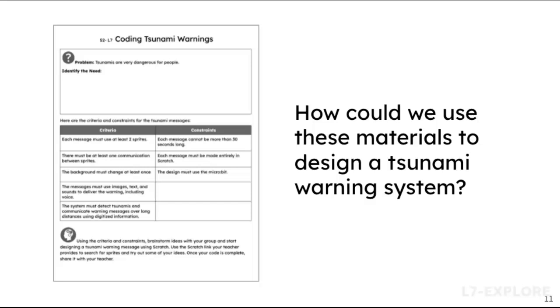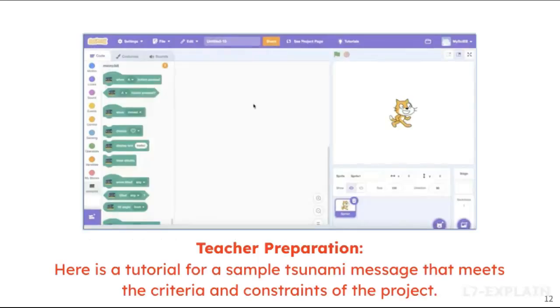You'll divide students into engineering teams and have them use the first page of the Coding Tsunami Warnings student journal page. You'll allow students to develop their codes in Scratch. Teams may need 2 days to complete their coding. For the Explain portion, teams will take turns using the microbit to test their warning systems and compare their solutions with other teams. You can use the Lesson 7 Teacher Technology Support to support them.